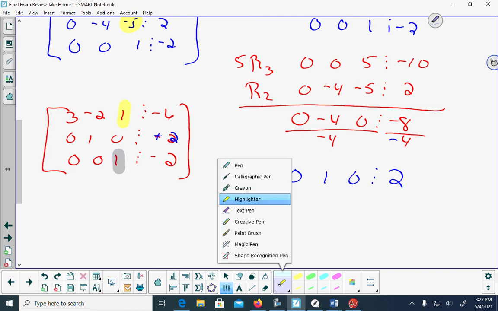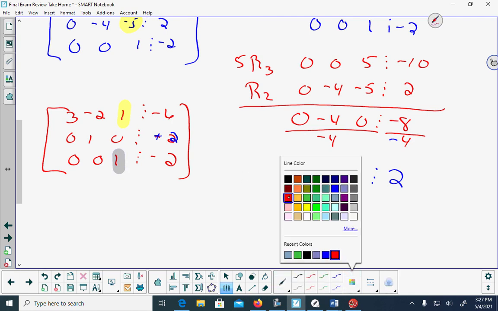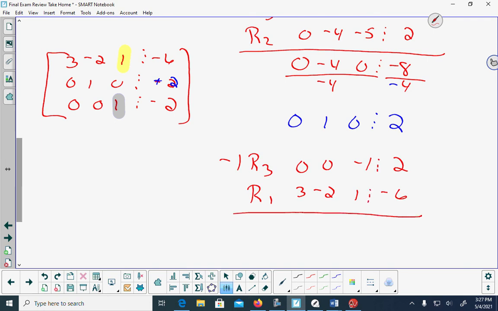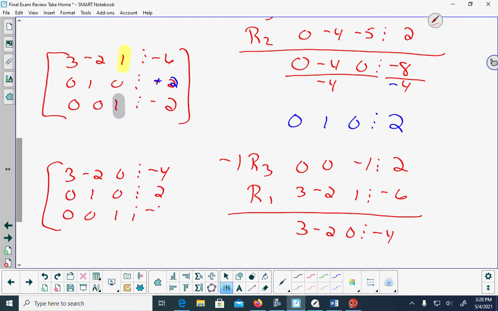So it looks like I'm going to multiply row 3 by negative 1. So when I do that, negative 1 times row 3 will be 0, 0, negative 1, positive 2. Row 1 is going to stay 3, negative 2, positive 1, negative 6. And when I do that, I'm going to get 3, negative 2, 0, negative 4. So I have 3, negative 2, 0, negative 4, 0, 1, 0, positive 2, 0, 0, 1, negative 2.